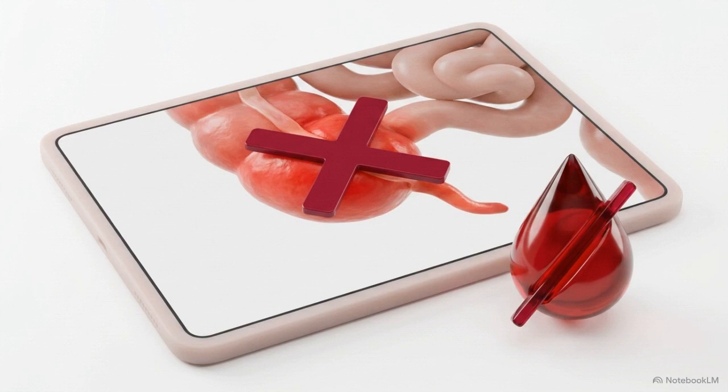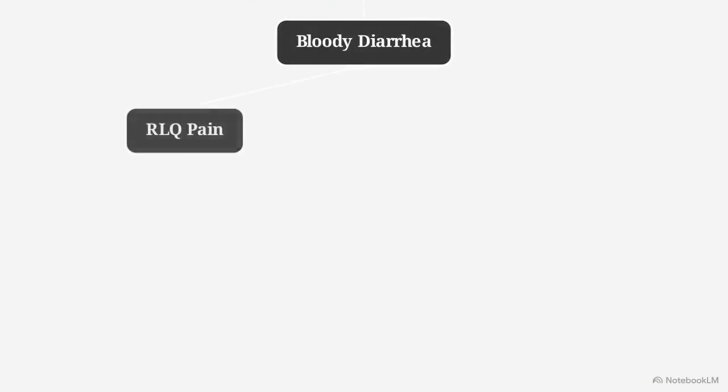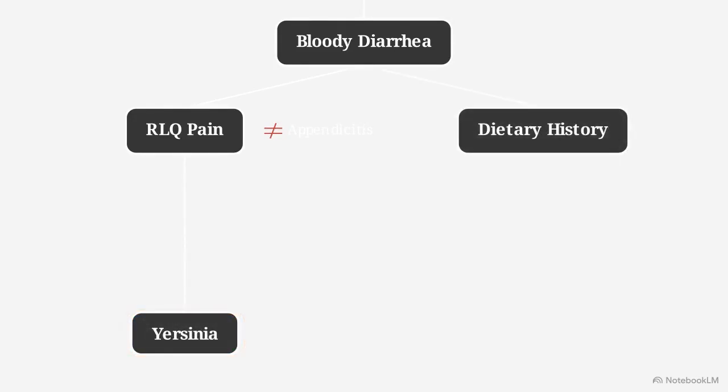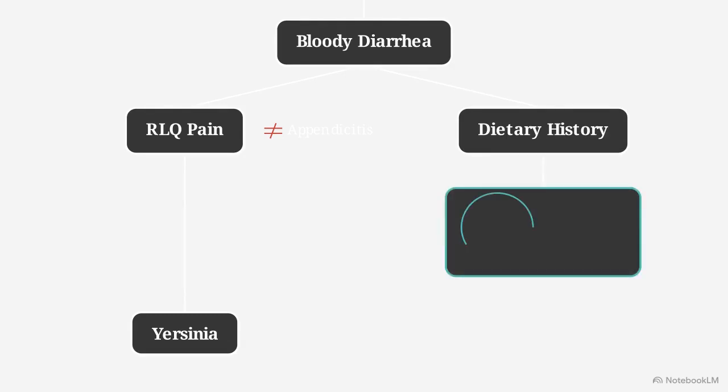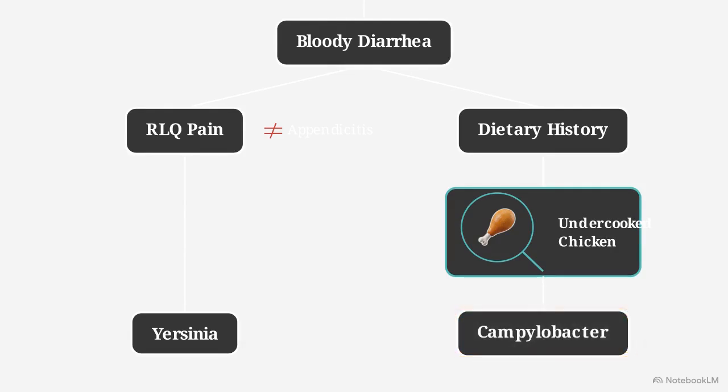However, true appendicitis does not present with bloody diarrhea. When right lower quadrant pain occurs alongside bloody diarrhea, the suspicion shifts to a Yersinia infection. We then look to the patient's recent dietary history as a primary diagnostic indicator. The consumption of undercooked chicken is a specific historical marker for Campylobacter enteritis.